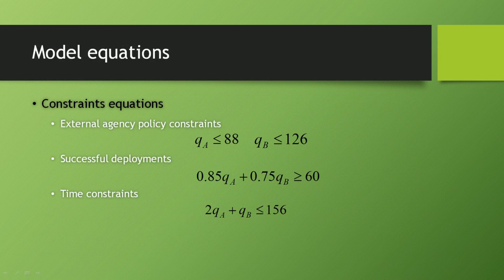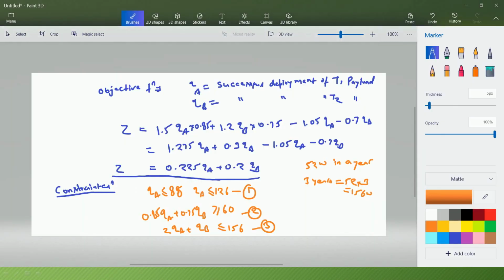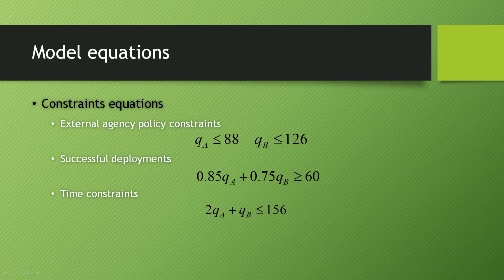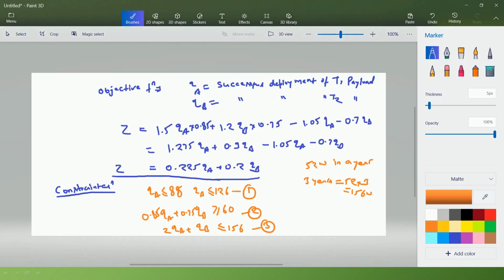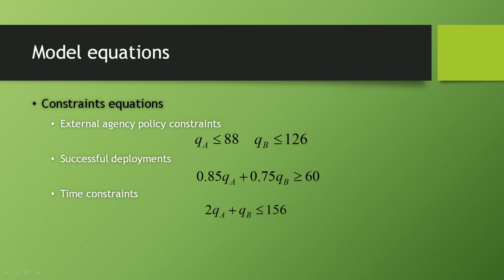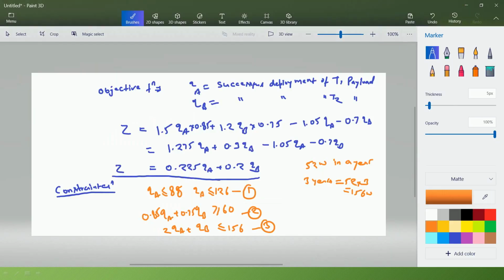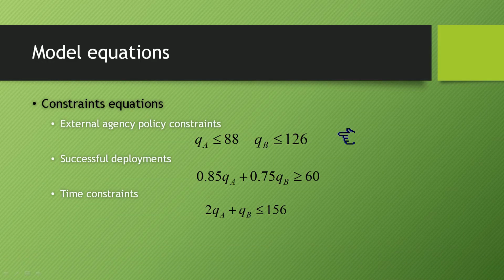Less than or equal to 88, less than or equal to 126. First equation is correct. Second, 0.85 QA plus 0.75 QB greater than or equal to 60, is also correct. And 2 QA plus QB less than or equal to 156. So this equation is for external agency policy constraints. This is for successful deployments and this is for time constraints.